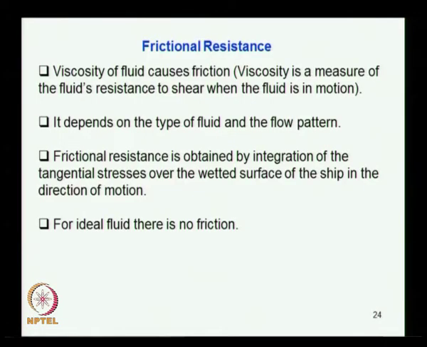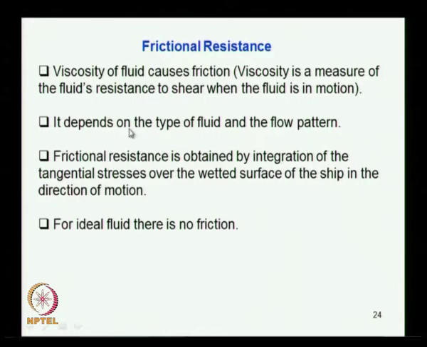Viscosity of fluid causes friction. We have already discussed that viscosity results in shearing between the layers, and between the fluid layer adjacent to the body and the body there will be a shearing effect. This shearing effect leads to a tangential stress. You know that tau is equal to mu into dou u by dou y. That is a relation for a Newtonian fluid, so that tau is the shear stress.